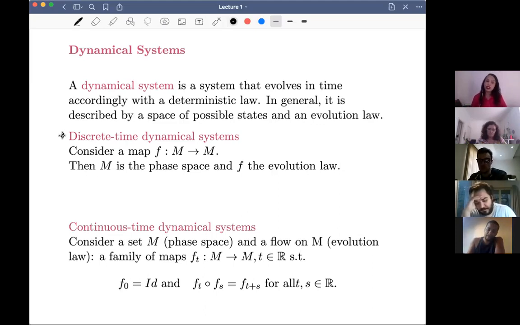So if I consider a dynamical system, it will be simply a map. What we have to think about is what conditions we may include on the set and on the map f to start to have some results.